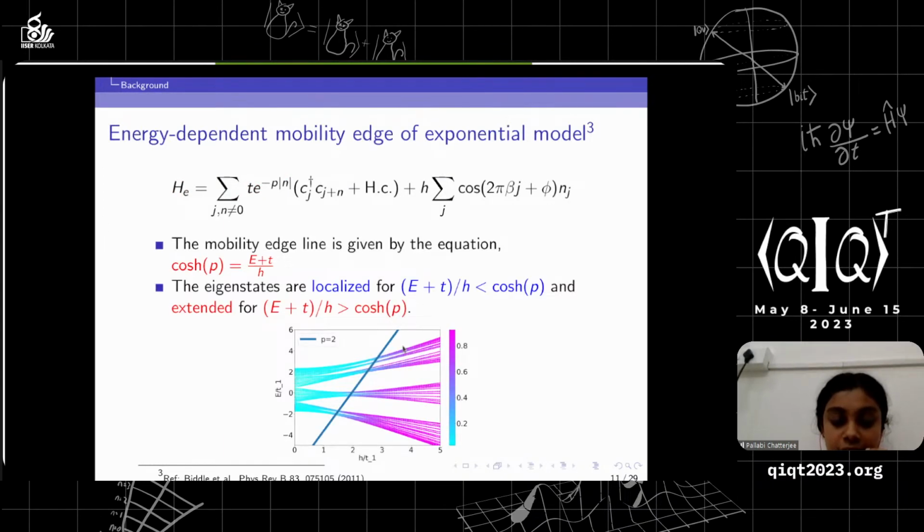So here is the energy spectrum of this Hamiltonian, which has delocalized states. The blue represents the delocalized states, and the pink represents the localized states. And here the mobility edge is represented by the solid straight line, which separates the delocalized and localized states. And here the mobility edge is a straight line represented by this cosh(p) equals E plus t by H, which is energy dependent.